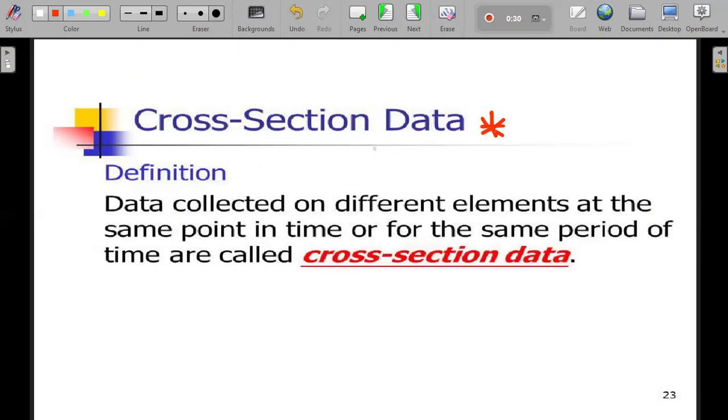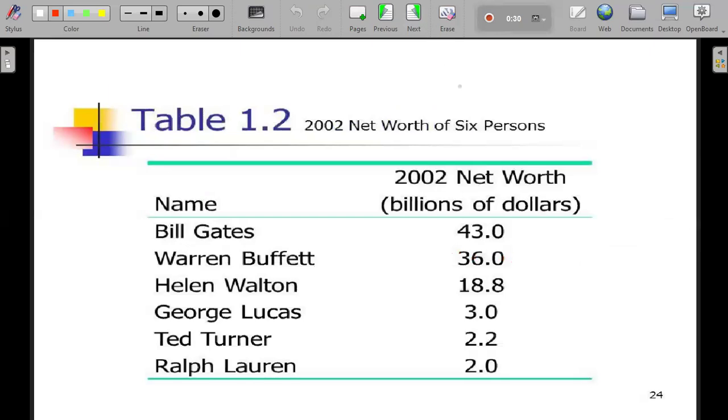Cross-sectional data is data that is collected on different elements at the same point in time or for the same period of time. So cross-sectional data is just the data you collect on different elements at the same point or the same period of time. An example is this table that I have here.